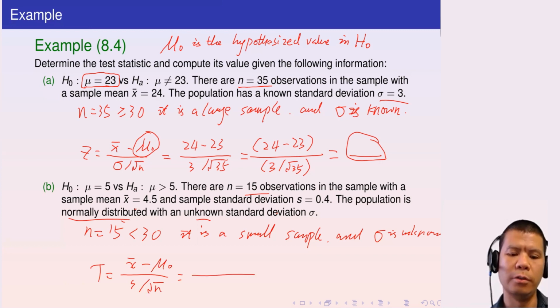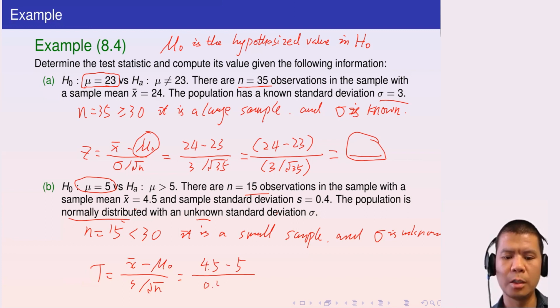So plugging in all the values, it is 4.5 minus mu 0, the hypothesis value, which is 5. S is 0.4 over square root of 15. Now you use a calculator, right? You can calculate this one.